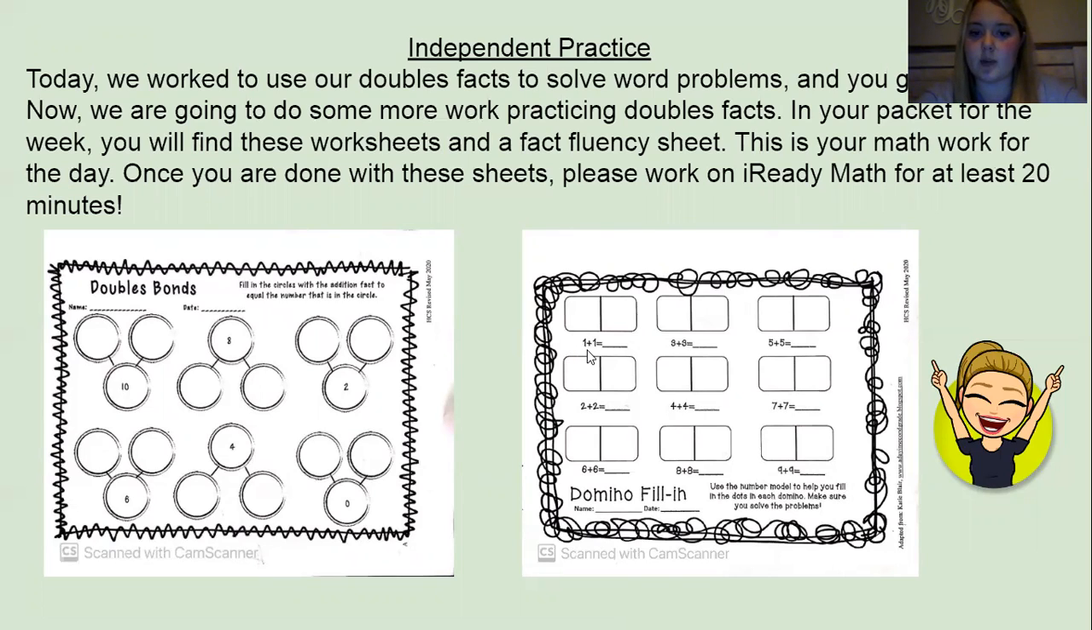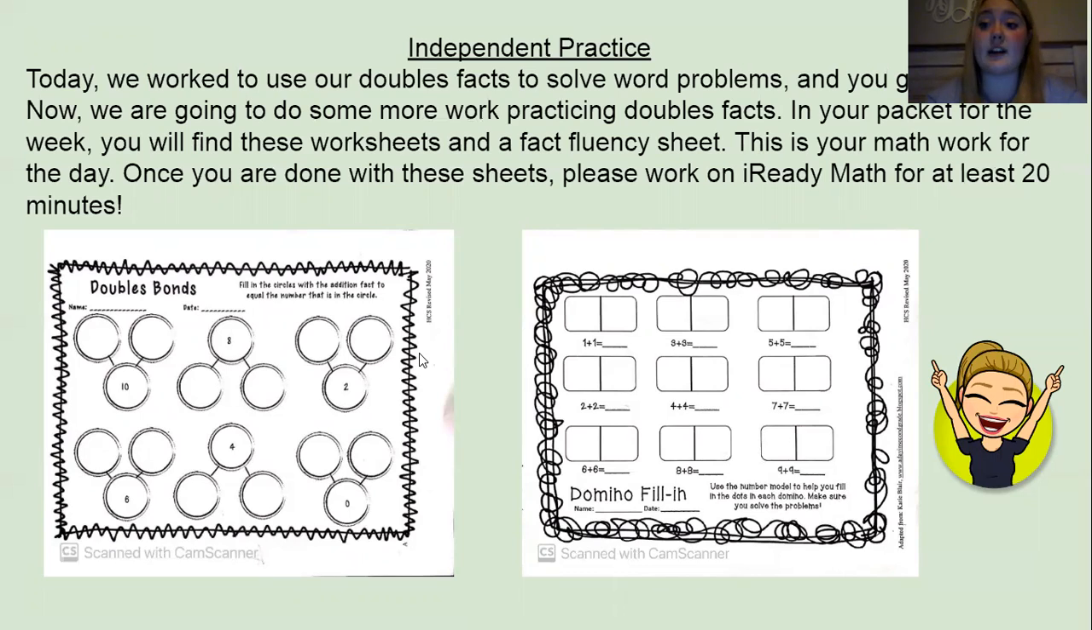You are going to look at your problem. So for this one, the first one is 1 plus 1. So you're going to fill in the domino with the numbers that you see. So the first number is a 1. You're going to put 1 dot here to represent 1. The second number is a 1. So over here in the second box, you're going to put another 1 to represent 1 plus 1. If you need help with that, I'm sure your teachers can help you with it.